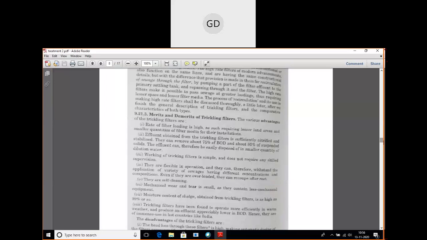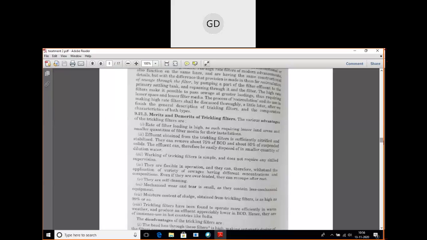Since they are flexible in operation, any kind of sewage having different concentrations and compositions can be applied. And they are self-cleaning. The moisture content of the sludge obtained from trickling filters is as high as 99%.